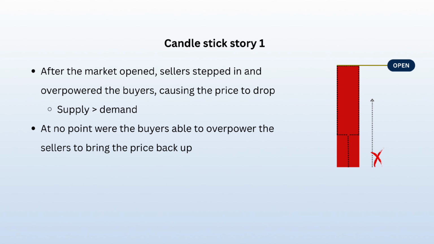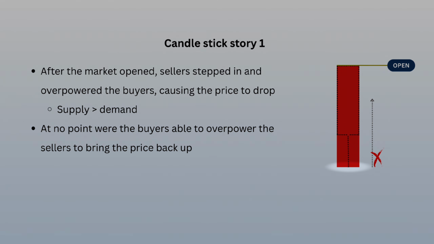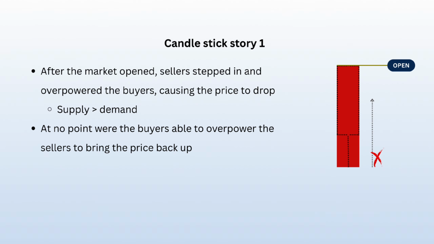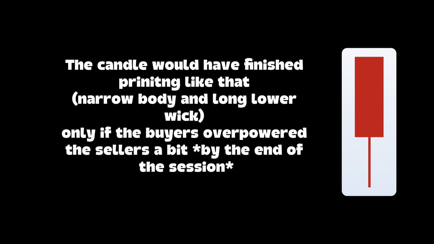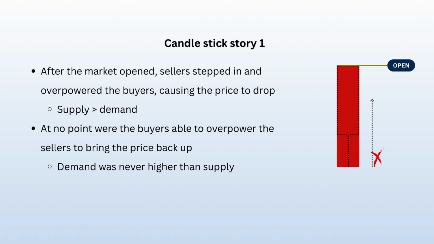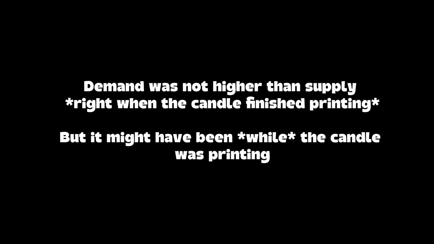Now, what do I mean by this? Because right now we're at the bottom of the rectangle of this candlestick. And if the buyers would have been able to step in, that means that this red rectangle would have shortened a little bit, creating the famous lower wick. But that never happened, which means that demand was not higher than supply.